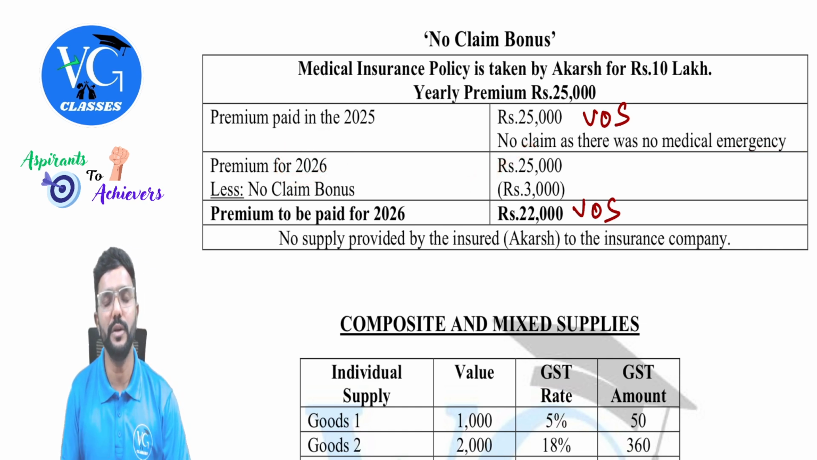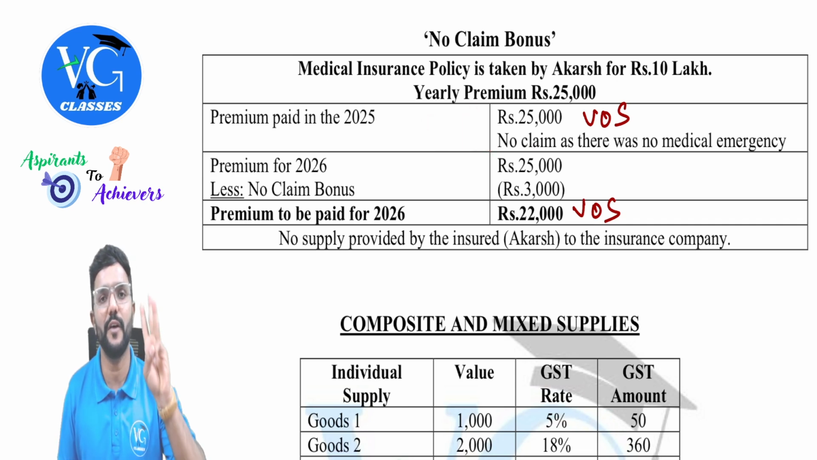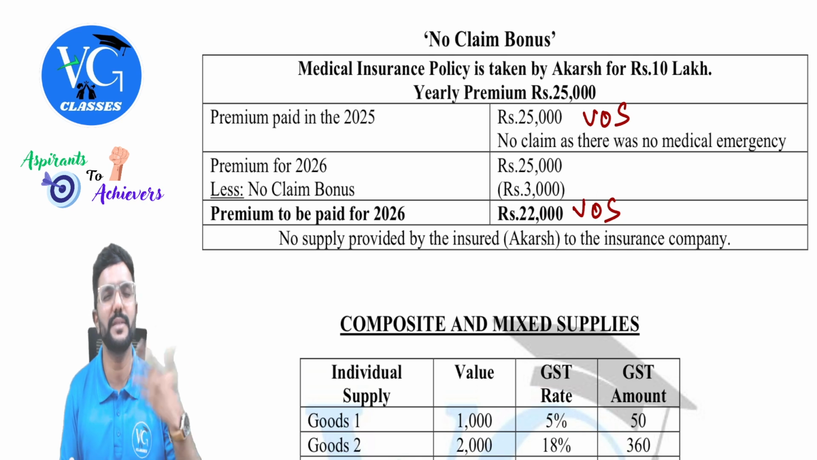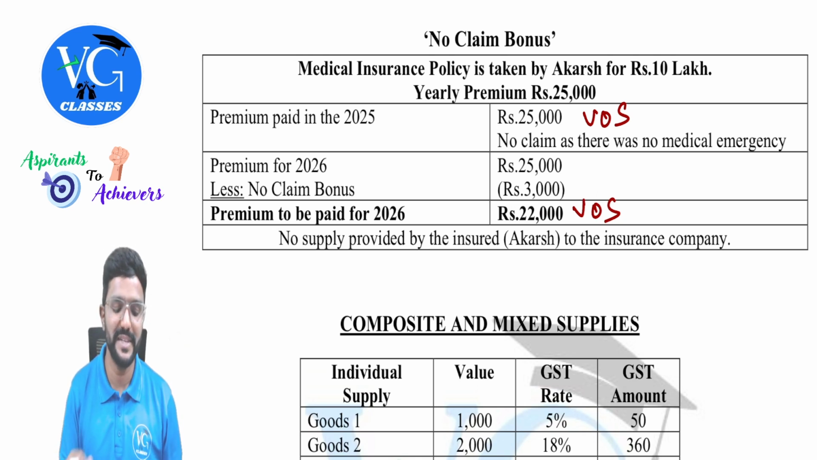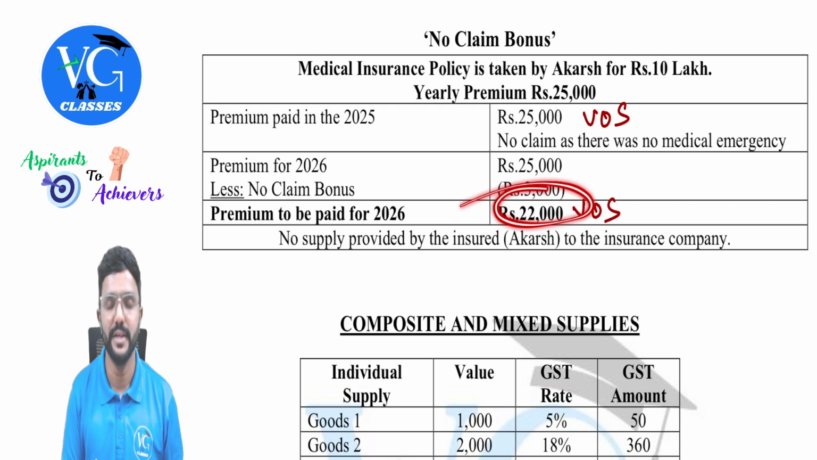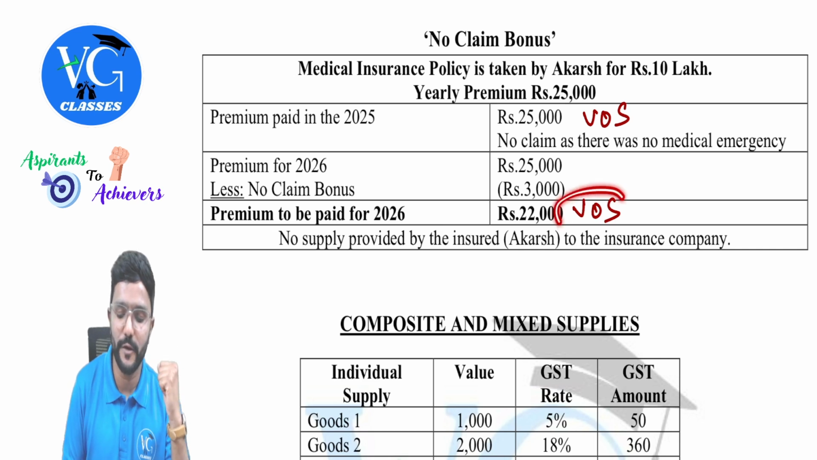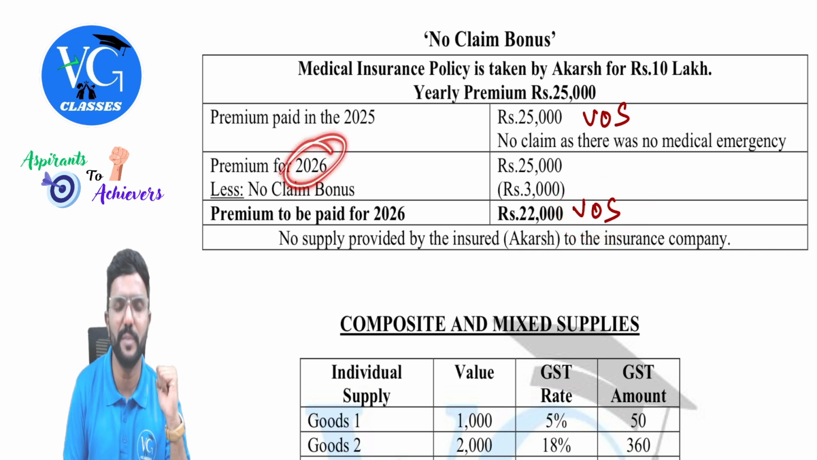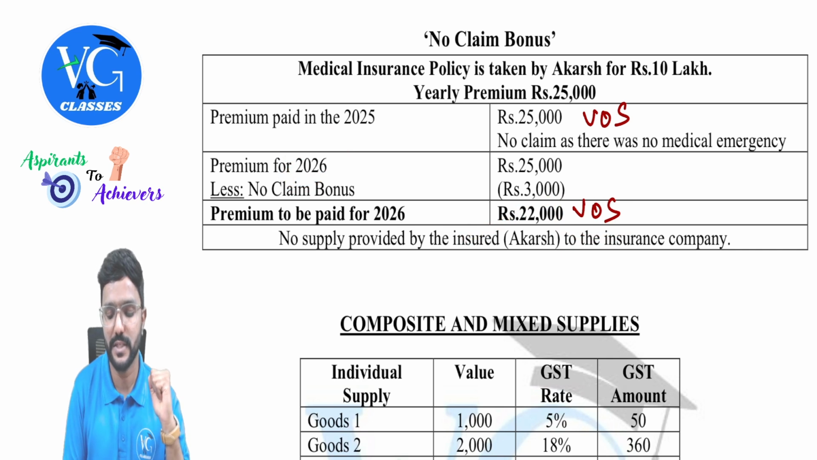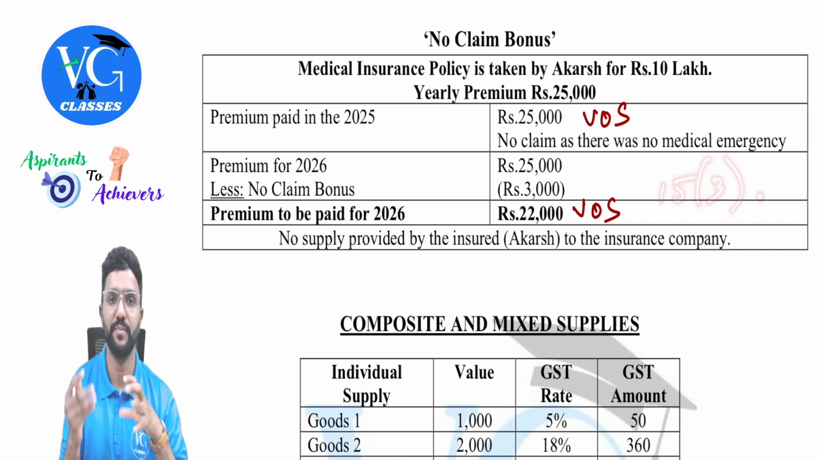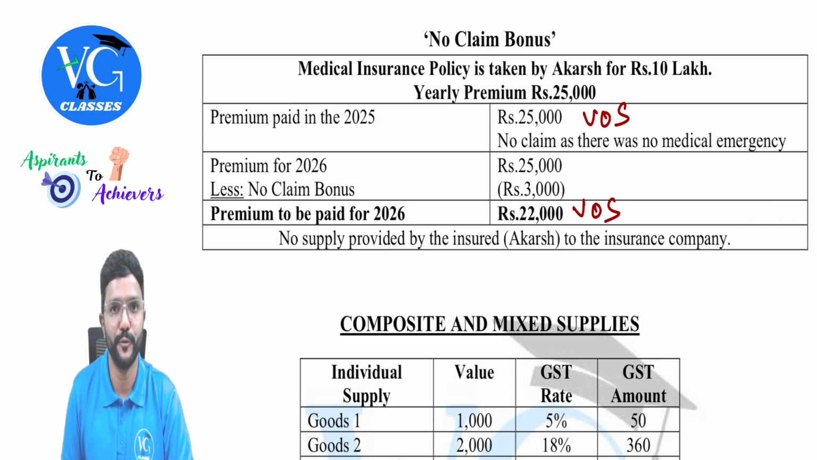But the insurance company told Akash, last year you didn't claim any amount under this policy, so we are offering you a 3,000 no claim bonus. No claim bonus is similar to a discount. That means Akash has to pay only 22,000 in the year 2026. So for the insurance company, if I ask you what is the value of supply in the year 2026, it will be 22,000. Because this is similar to a discount, which is allowed to be reduced while calculating the value of supply as per Section 15, Subsection 3, guys. Okay, that is from the insurance company's point of view.